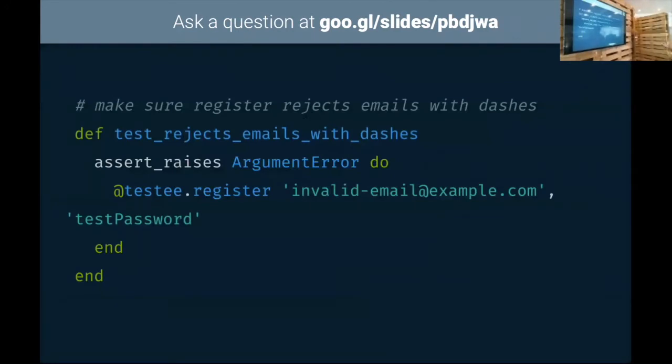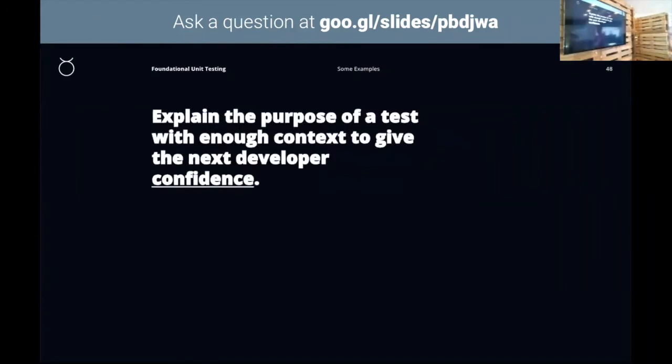This one here, there's theoretically nothing wrong with the test itself. But if I came into a new project and looked at this, I'd be having a few words with the BA about, hang on, why can't we use emails with dashes in? Explain, because it's important to explain the purpose of a test with enough context to give the next developer confidence.